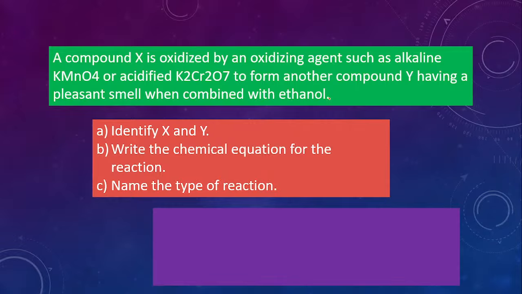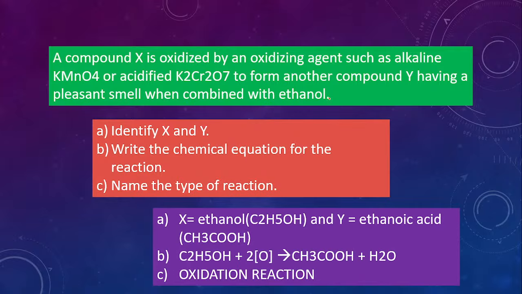So pleasant smell. Okay, so what will be the answer? X will be ethanol, and Y will be ethanoic acid. Remember the formula? Ethanol and ethanoic acid. So one is an alcohol, one is a carboxylic acid. Remember, since an oxidizing agent is used.